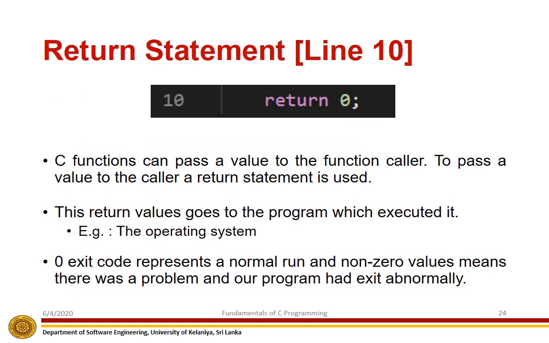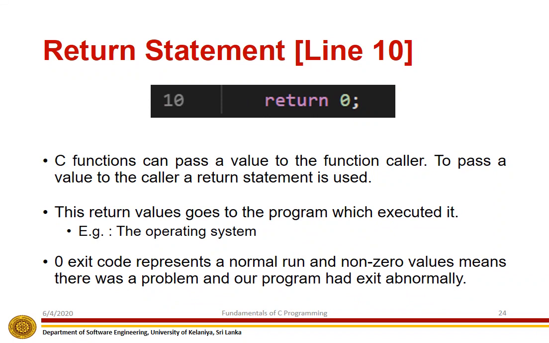Then the return statement in line 10. C functions can pass a value to the function caller. To pass a value to the caller, a return statement is used. This return value goes to the program which executed it, for example, the operating system. Zero exit code represents a normal run, and non-zero values mean there was a problem and our program exited abnormally. It means if the program runs successfully, zero goes to the operating system. If not, another non-zero value goes to the operating system.